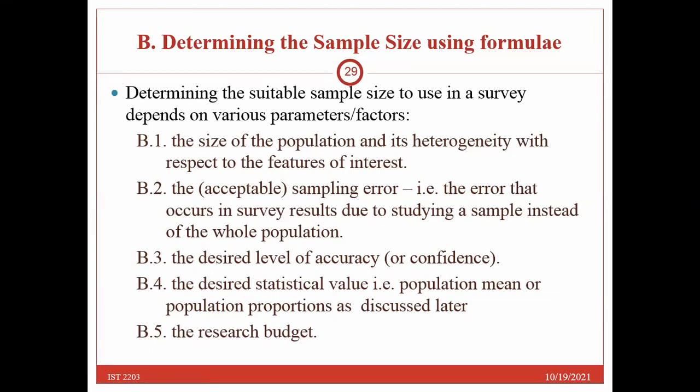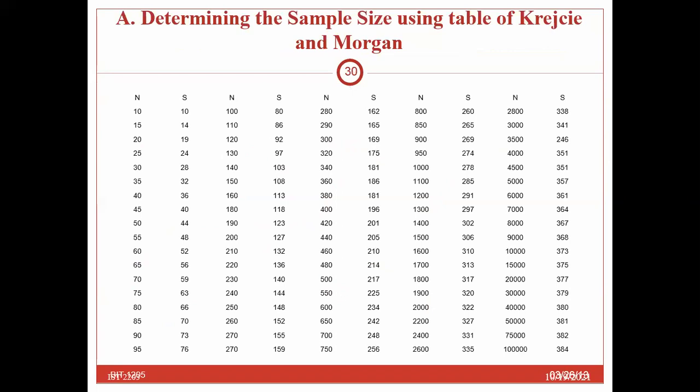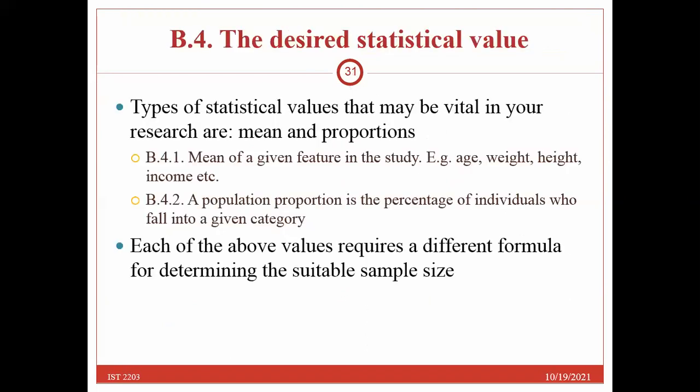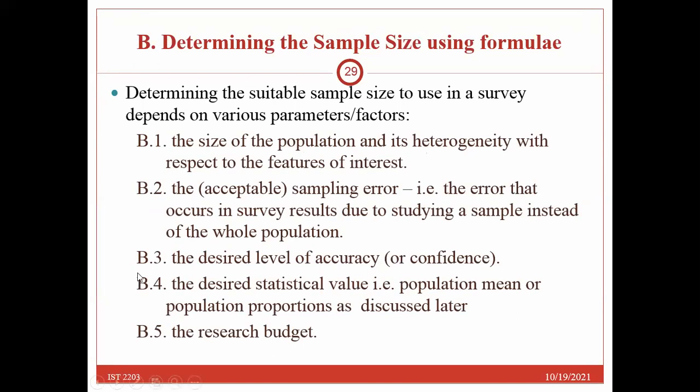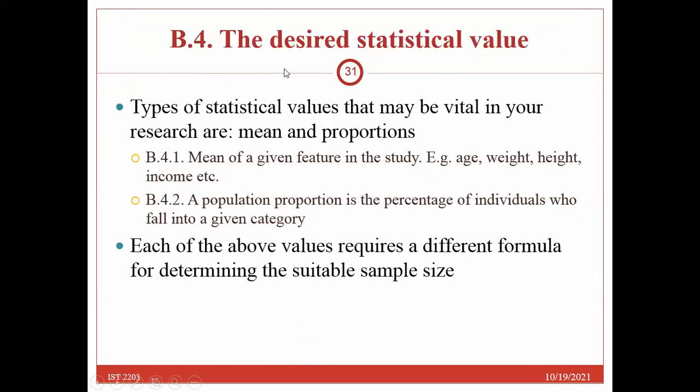So these are the factors that determine the sample size, the equation. You actually see here before that one of the factors is the statistical value. Either you're looking for the mean or you're looking for proportions. So depending on the statistical value, the types of statistical values that may be vital to your research are mean and proportion.